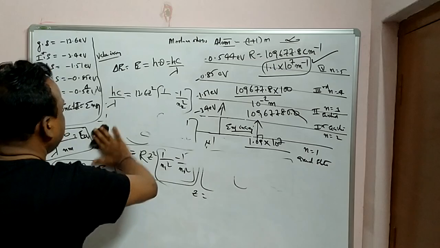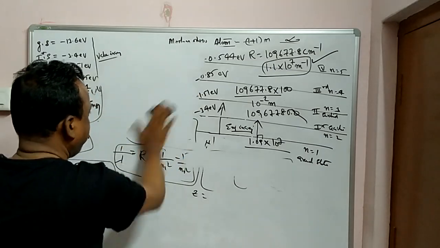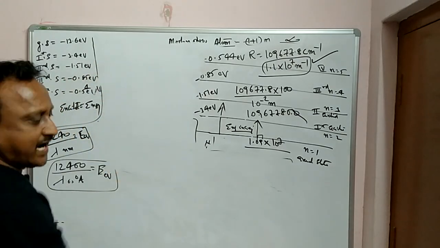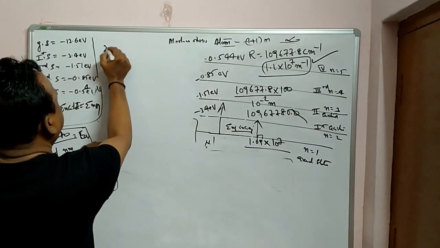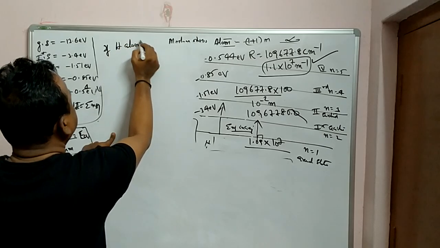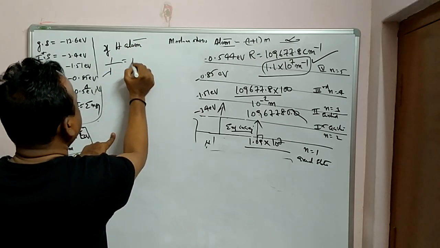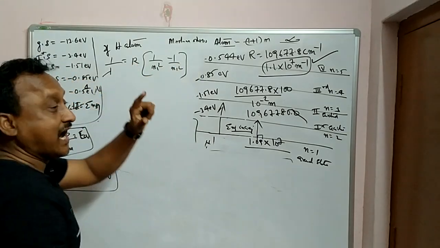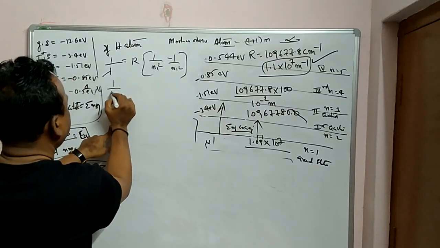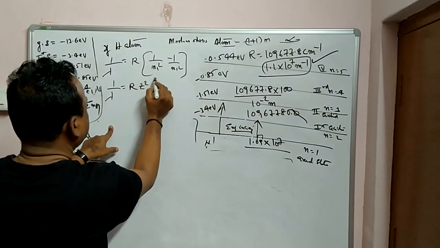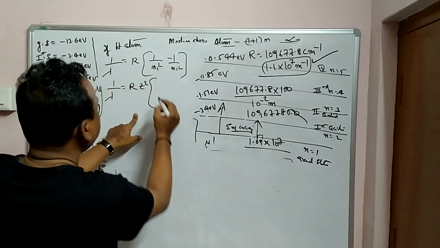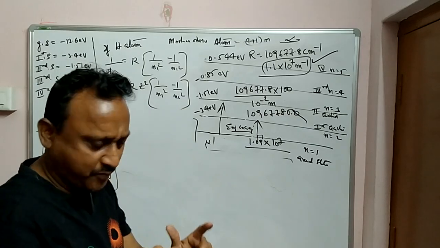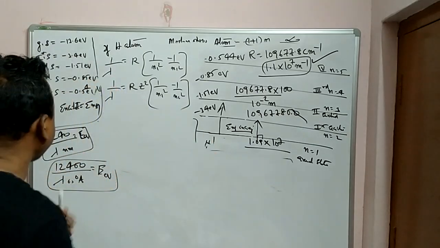Clear? So except hydrogen atom. If it is a hydrogen atom, Z is not needed, 1 by lambda is equal to the Rydberg constant. If hydrogen atom is taken, then the formula goes like this: R into 1 by n1 square minus 1 by n2 square. Other than hydrogen atom, 1 by lambda is equal to R into Z square, atomic number of the unknown element, into 1 by n1 square minus 1 by n2 square. Very very important, and many problems related to this are coming in the examination.